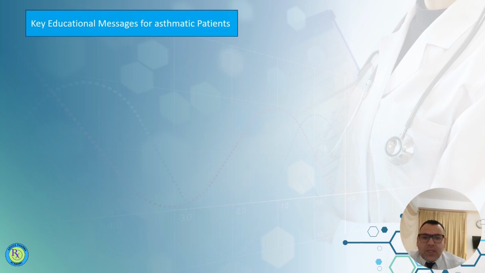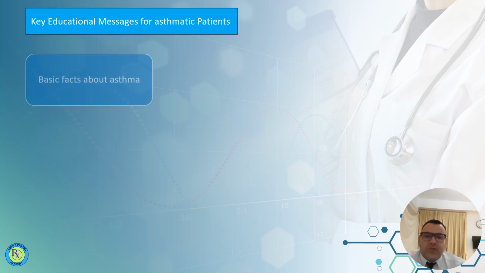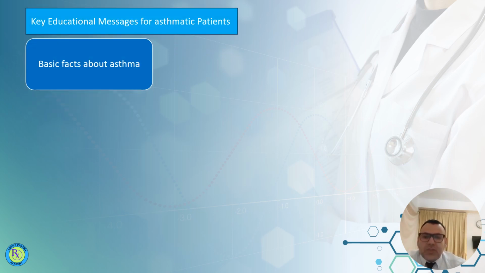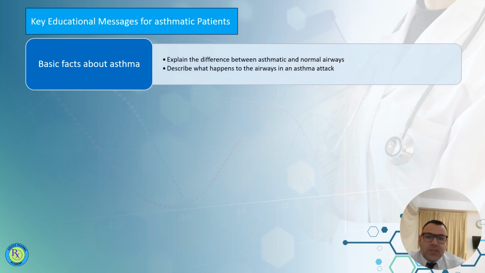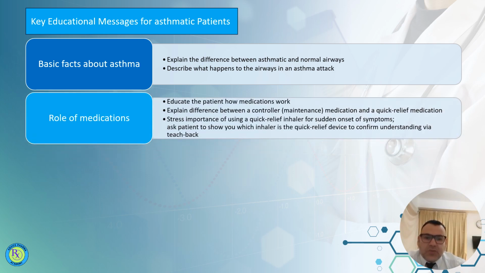What about the education points you need to give to an asthma patient? You need to educate the patient about the basic facts about asthma. You need to explain the difference between asthma and normal airways. As we mentioned, there is a narrowing in the airway, infiltration of cells, so you need to explain it in a simple way to the patient. You need to describe what happens to the airway when an asthma attack happens. The role of medication: as we mentioned, you need to educate how the medication works.